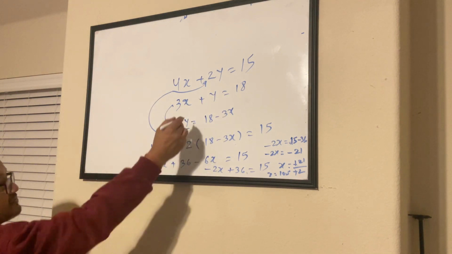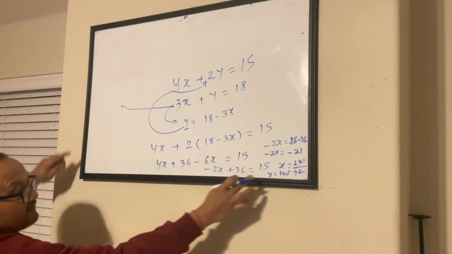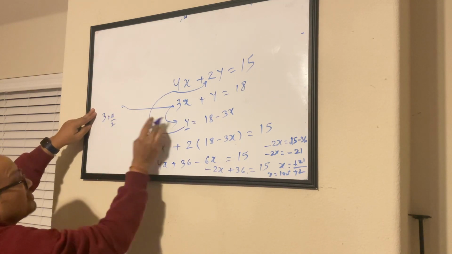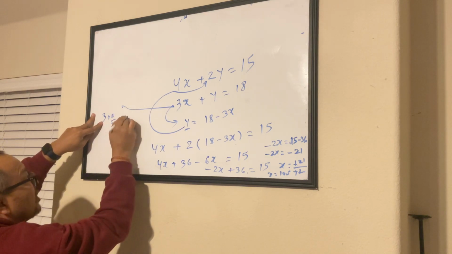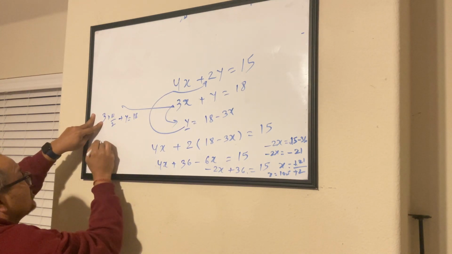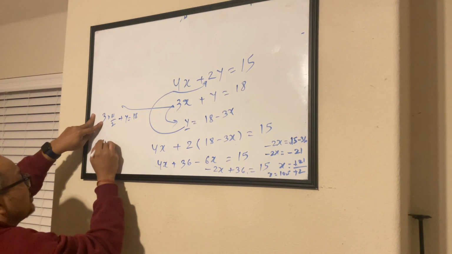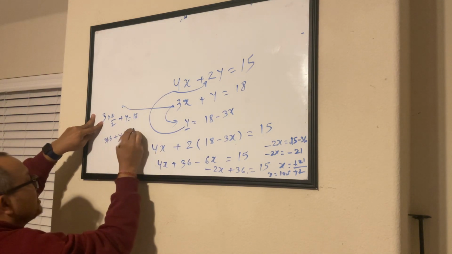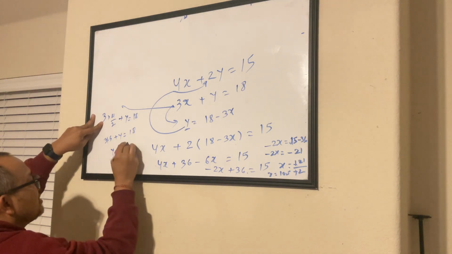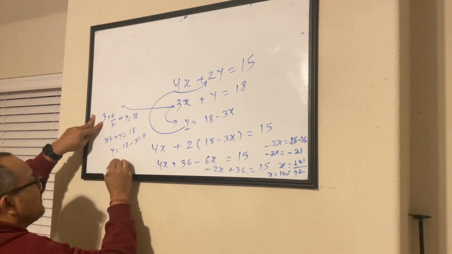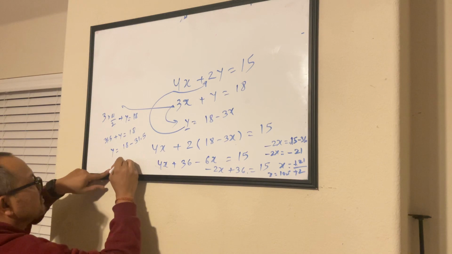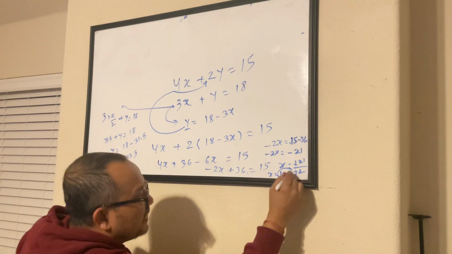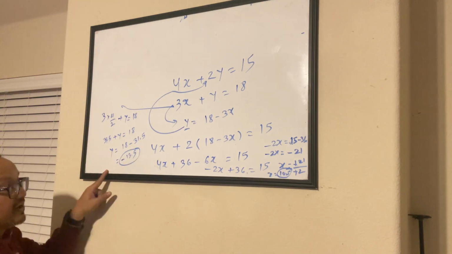Now let's do it this way. So the value of x I got as 21 by 2. So 3 times x plus y equals 18. So 21 times 3, 63 by 2 is 31.5, plus y equals 18. So y equals 18 minus 31.5, which is minus 13.5. So you got x equals 10.5 and y equals minus 13.5.